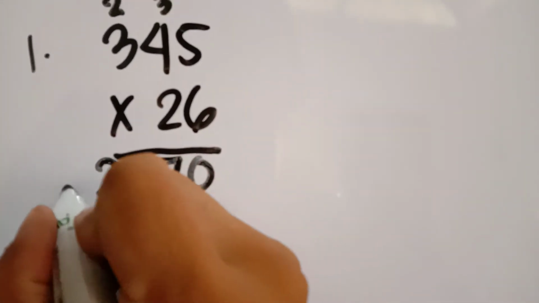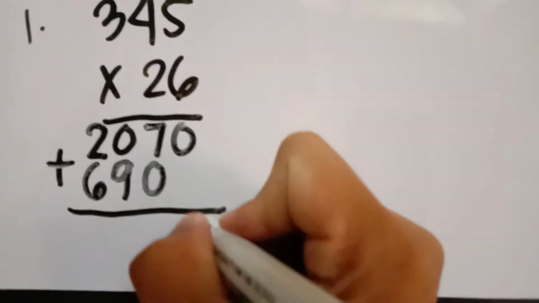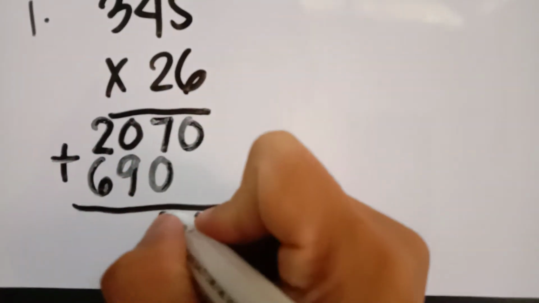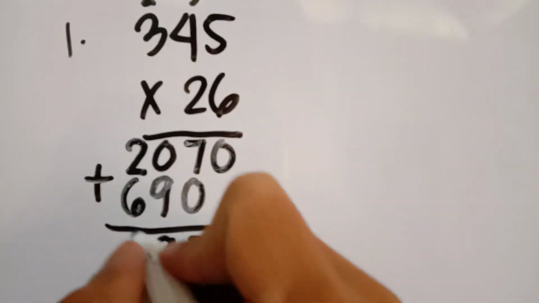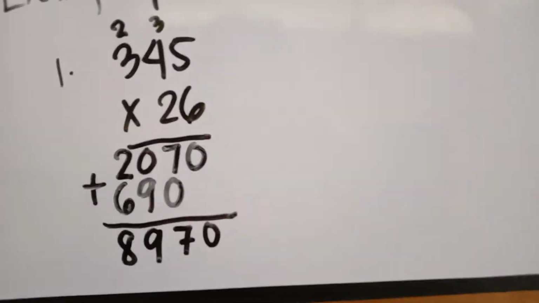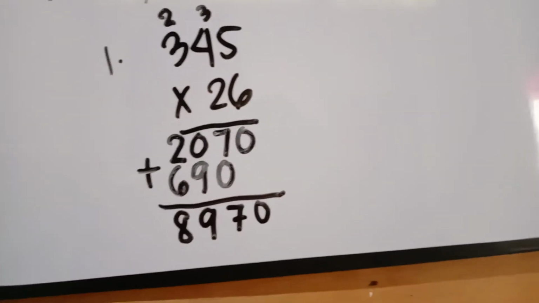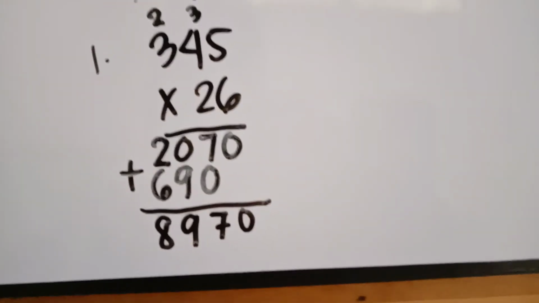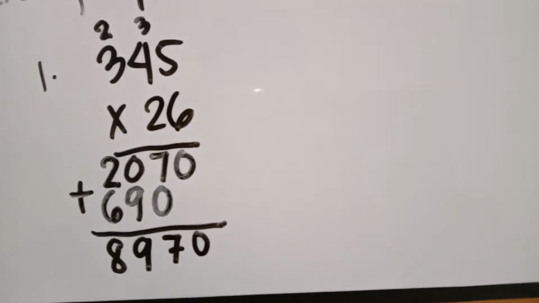Okay, so then get the final product. So, bring down 0, 7. Okay, this is 9. So, 2 plus 6, that is 8. Okay, so that is the final product of 345 and 26. Okay, again, the product of 345 and 26 is 8,970. Okay, let's try another example.